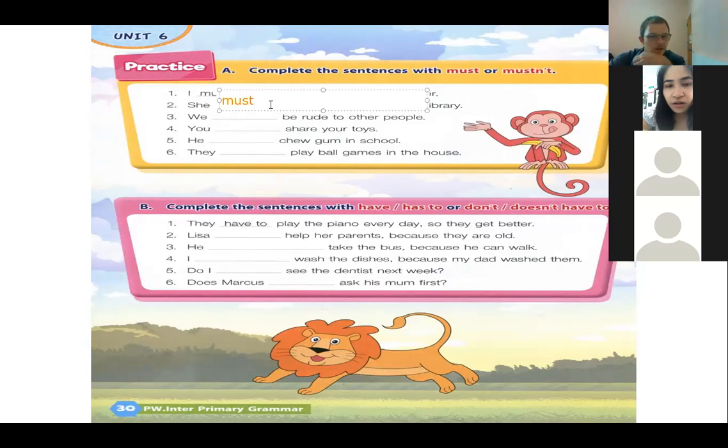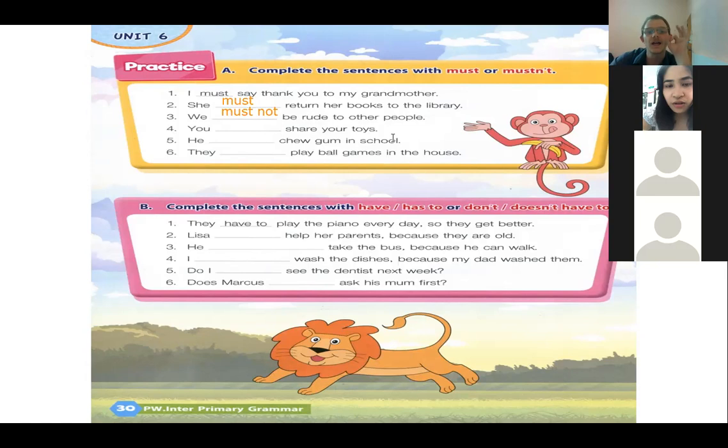She must return the books to the library. Yes. How about if I read the next one? We must not be rude to other people. Must not. We must not be rude to other people.